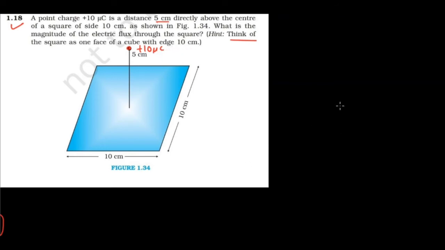Now let us consider a cube. So initially we have a square like this. This is the square, and the length of each side of the square is 10 centimeter. Is that clear? And the charge is located at a height of 5 centimeter from this square. This is 5 centimeter. Here we have a charge 10 microcoulomb. Is that clear? Now if I complete a cube, or if I construct a cube like this, let me construct a cube like this.